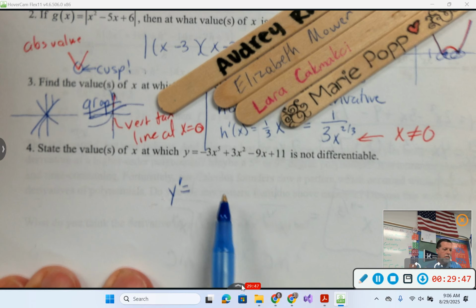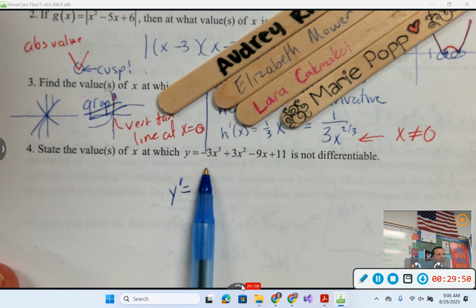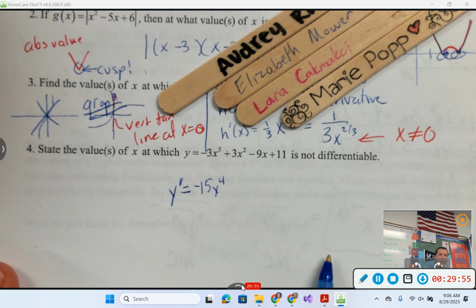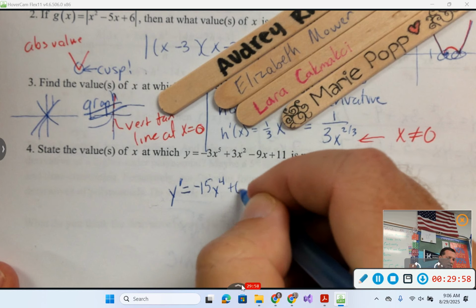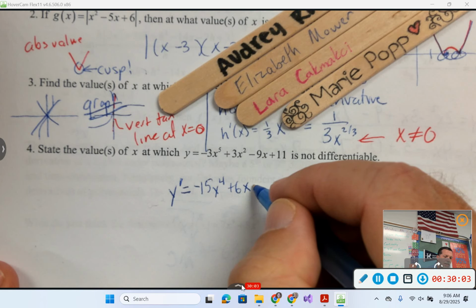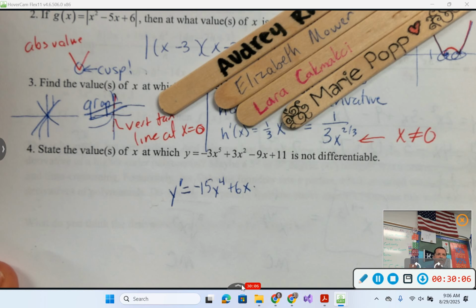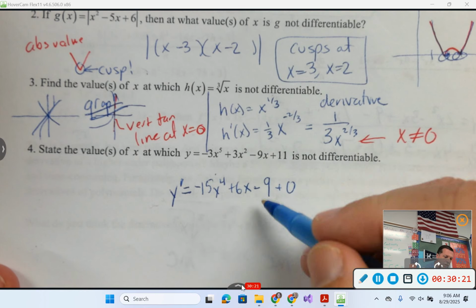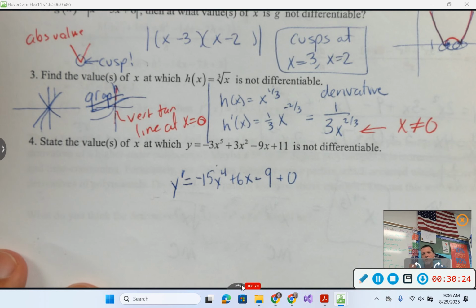Right. Audrey, the derivative of negative 3x to the 5th? Negative 15x to the 4th. Elizabeth, the derivative of 3x squared? 6x. Plus x. Laura, the derivative of minus 9x? 9x to the 0. Wait, no, is it just 9? Yeah, I was going to say 9x to the 0 isn't wrong, but just 9 would be a little bit better answer. And Marie? 0. Again, don't need the 0, but I'm still emphasizing the piece-by-piece derivatives here.